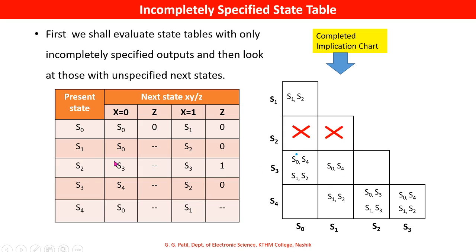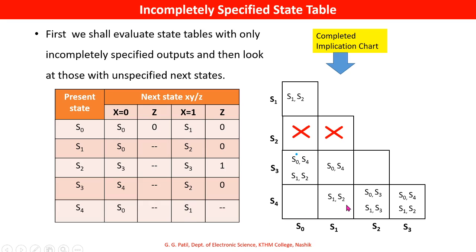The next is S1 S3. Check the output. Unspecified, unspecified, so 0. So they can be compatible. The potentially compatible state pairs are S0 S4 and S2. So we'll write S0 S4. S2 need not be written. The same states are compatible, that we know.